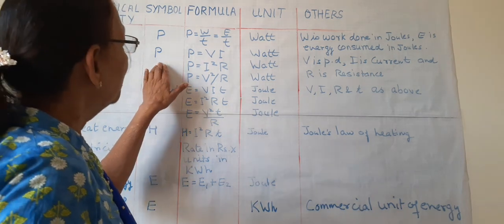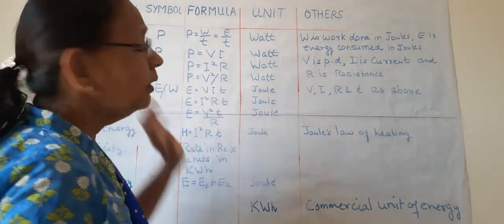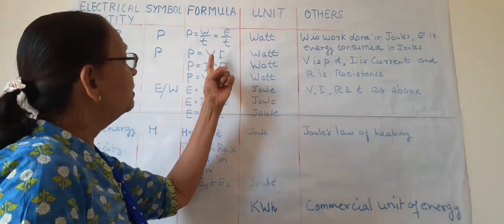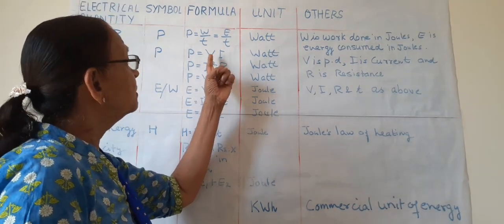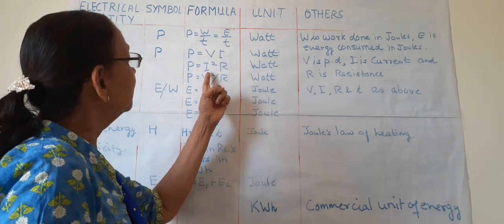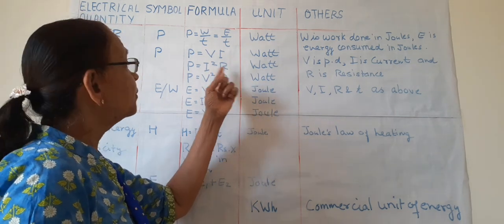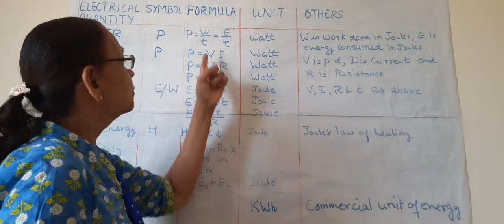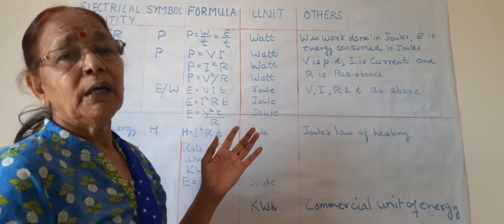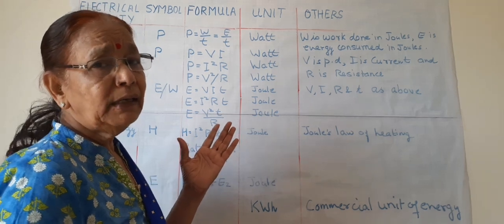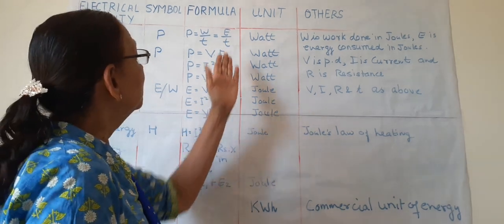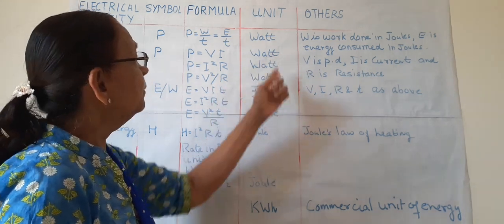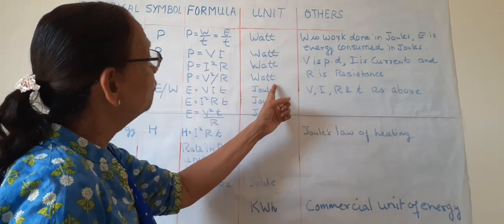Next, again power, we have three very important formulas for calculating power. One is V into I, that is PD into current. Second is I square R, and third is V square upon R. So these three different formulas are there, and we will calculate the power as per the data given in the questions. All the units are in watt.